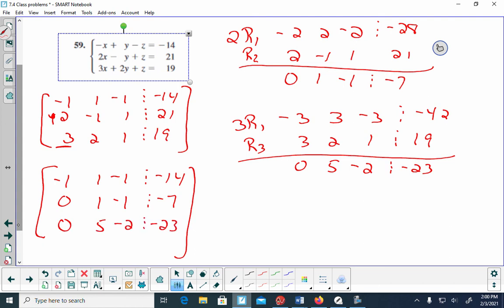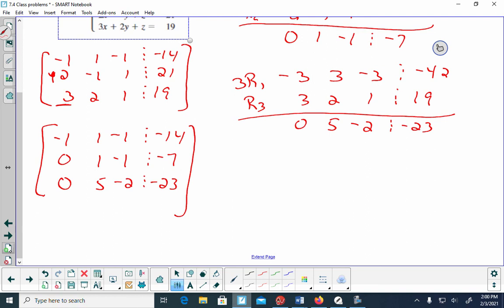The next part of my pattern is to do row 2 and row 3 to eliminate the y. So it looks like I'm going to have to multiply 5 times row 2. So 0, 5, negative 5, negative 35. Oh, it's going to have to be negative, isn't it? Negative, positive, positive. And then row 3 will be 0, 5, negative 2, negative 23.